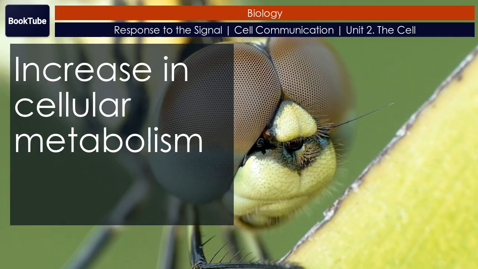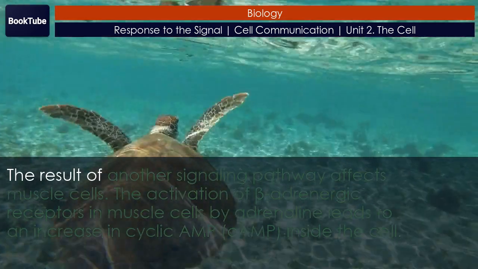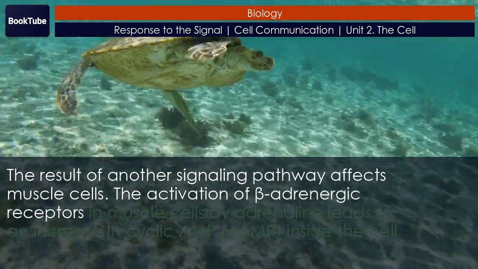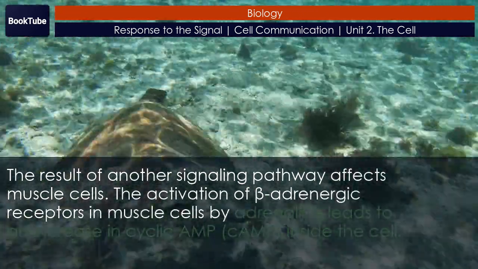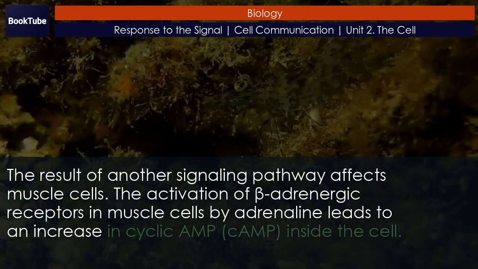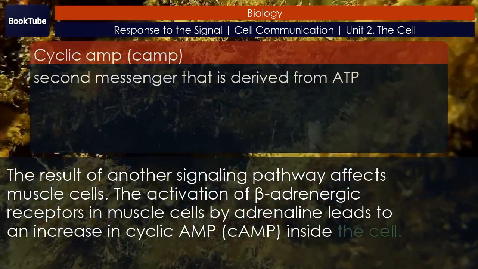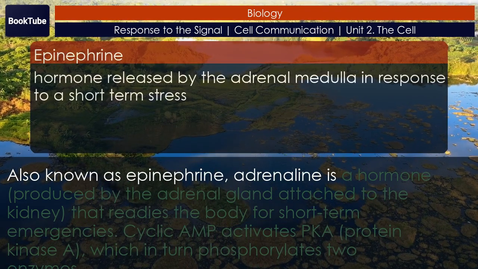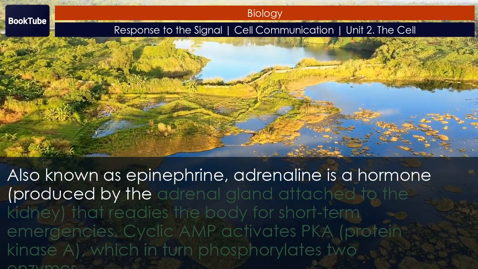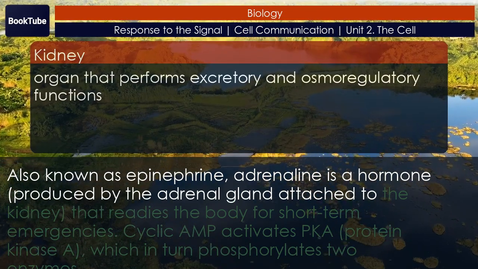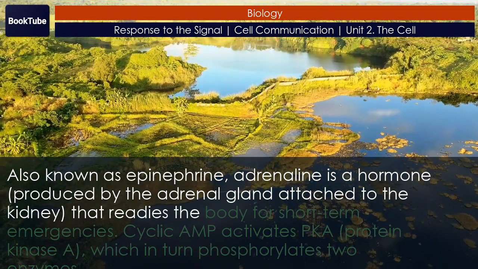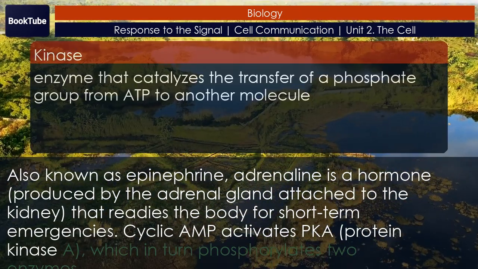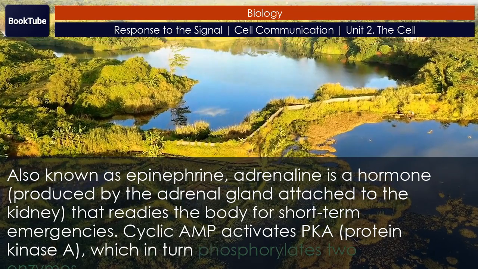Increase in cellular metabolism. The result of another signaling pathway affects muscle cells. The activation of beta-adrenergic receptors in muscle cells by adrenaline leads to an increase in cyclic AMP inside the cell. Adrenaline, also known as epinephrine, is a hormone produced by the adrenal gland attached to the kidney that readies the body for short-term emergencies. Cyclic AMP activates PKA, protein kinase A, which in turn phosphorylates two enzymes.